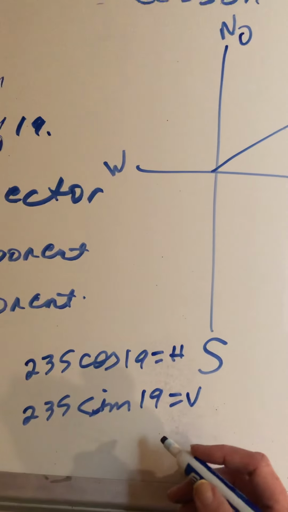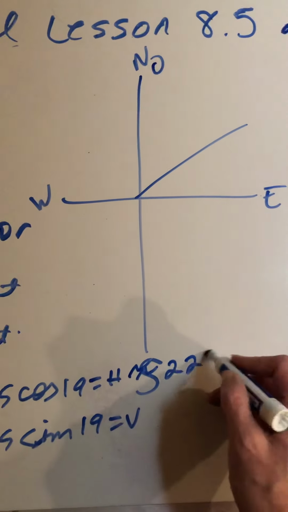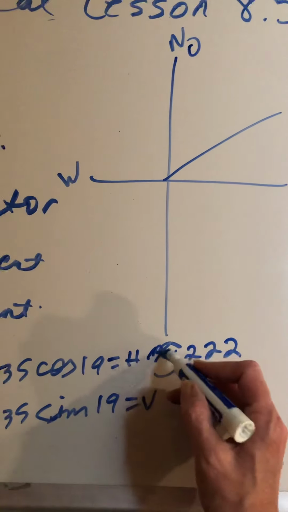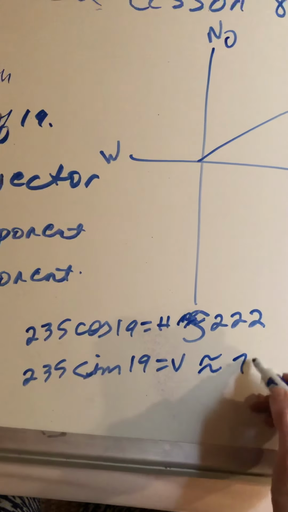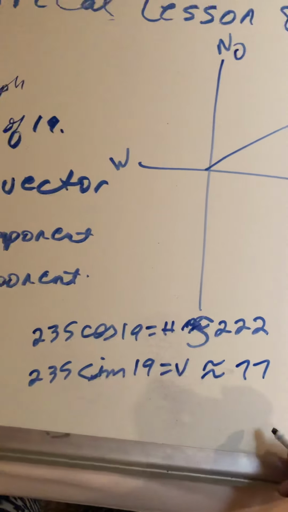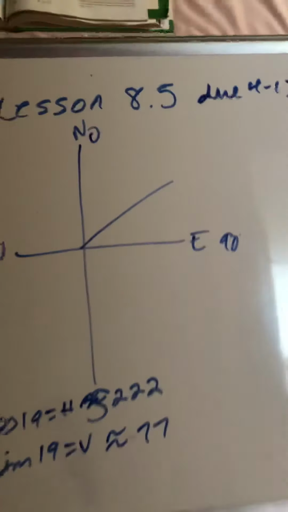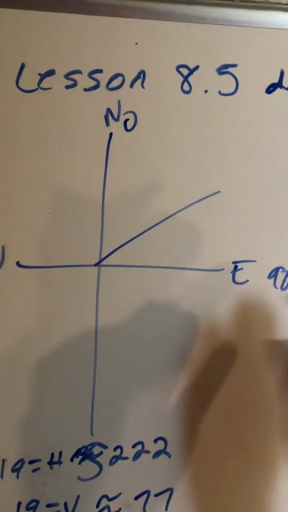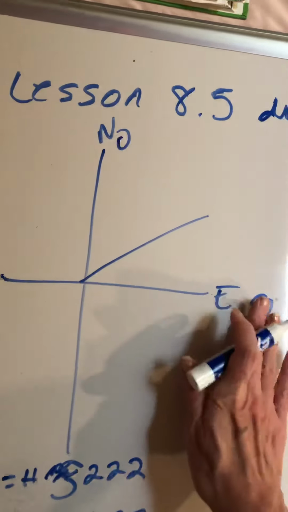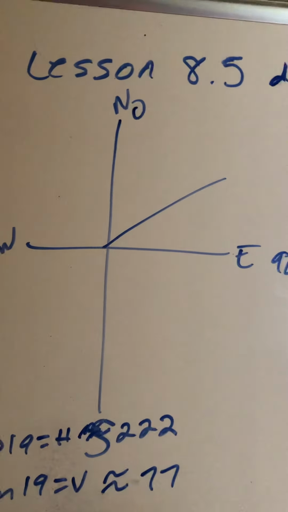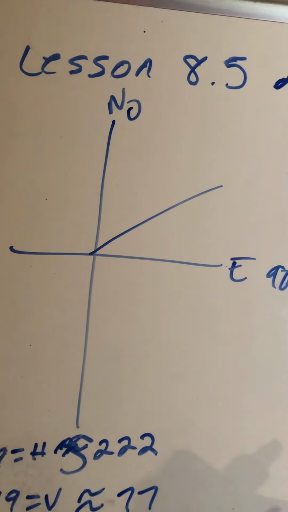So 235 cosine 19 for the horizontal gives you about 222, and the vertical component is 235 sine 19, which is 77. So that's how you find your horizontal and vertical components. Again, I shouldn't have said first quadrant, but it's in this first part where we don't have to do anything weird with the angle, because it's between 0 and 90, unlike when we're talking about quadrants 1, 2, 3, and 4.